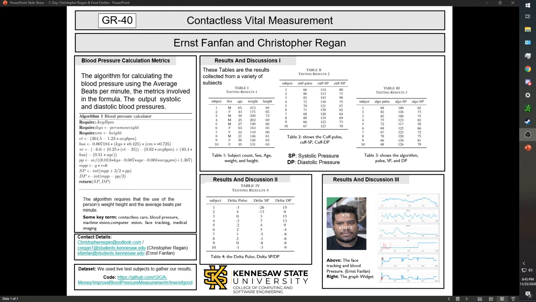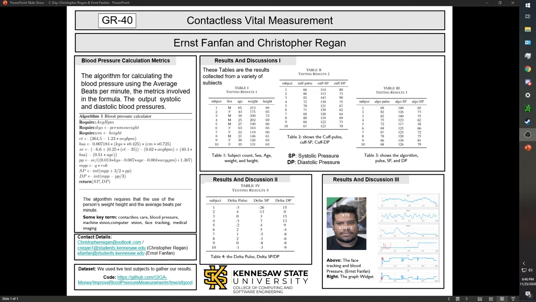Yes. As Chris mentioned, we realized that accuracy based on previous works would start getting worse and worse as you move away from the average age, weight, and height that they use in their algorithms. Because of that, as you can see in our results, especially in table number 4, our pulse measurement was accurate and on point. And the deviation in our systolic and diastolic pressure is only a few measurements that were a little off.